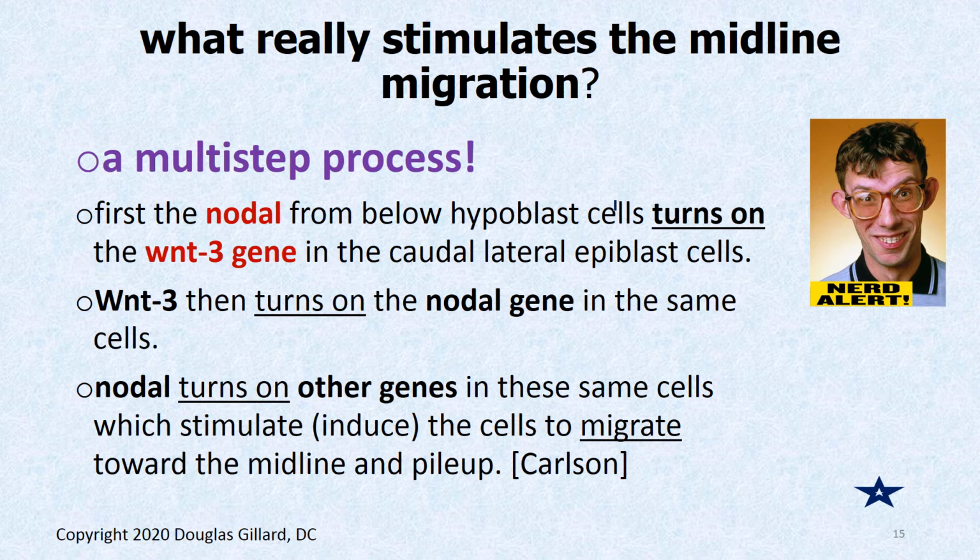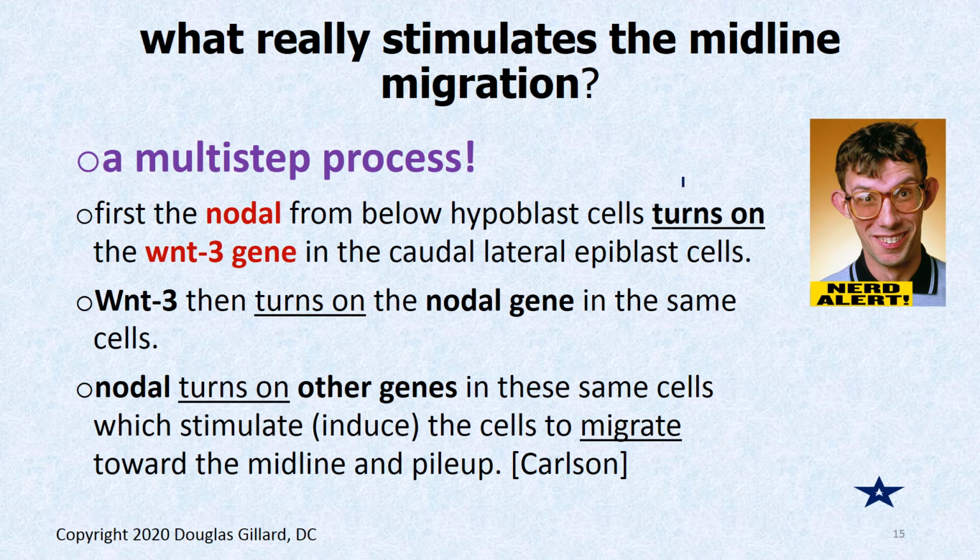What really stimulates it? Because these are epithelial cells, right? They're bound together. So it's really a multiple-step process. But let's talk about just the gene process first. First, the nodal from below in the hypoblast cells turns on the Wnt3 gene in these lateral caudal epiblast cells. Then the Wnt3 wakes up the nodal gene in the same type of cell.